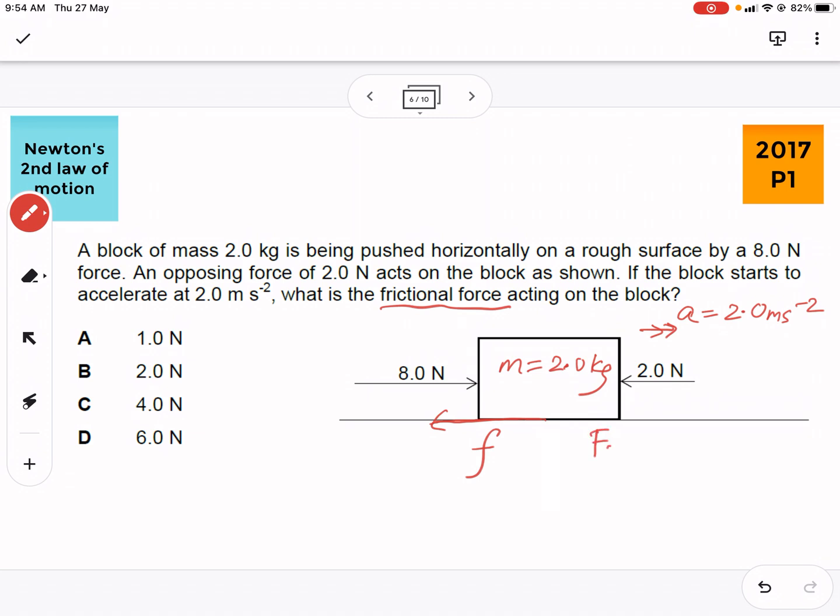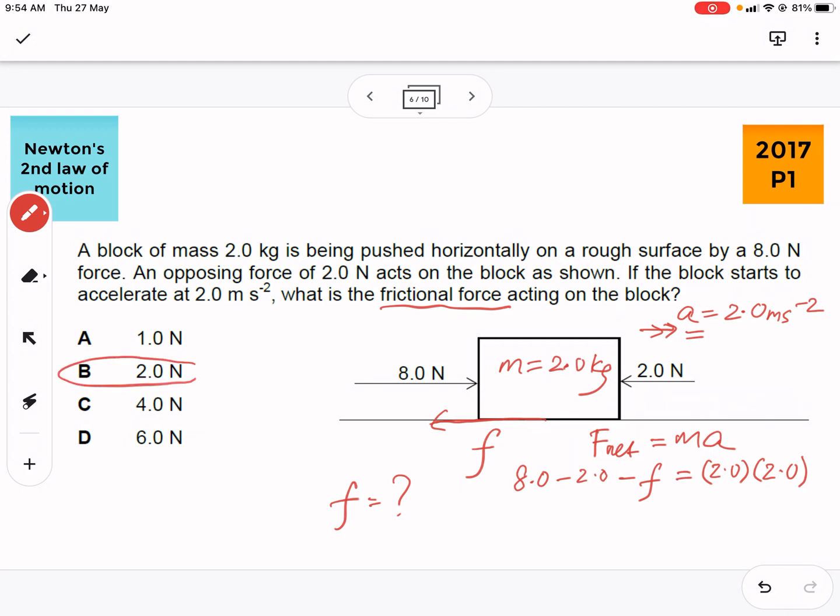Again we apply Newton's second law of motion. Net force here, there are three forces. The forward direction, as in the direction of the acceleration, is positive. 8 newtons minus 2 newtons, and also minus the frictional force, equal to our mass of 2 kg multiplied by our acceleration of 2 meters per second squared. So calculate carefully to find out what the friction is, and you should obtain the answer of B, 2 newtons.